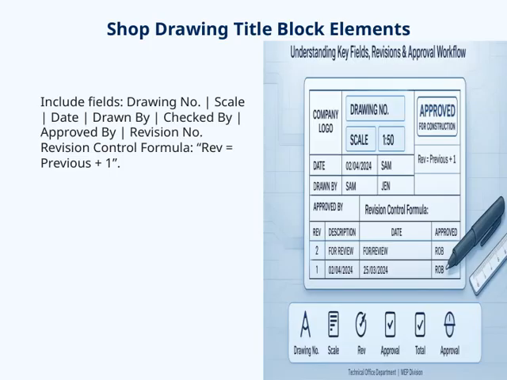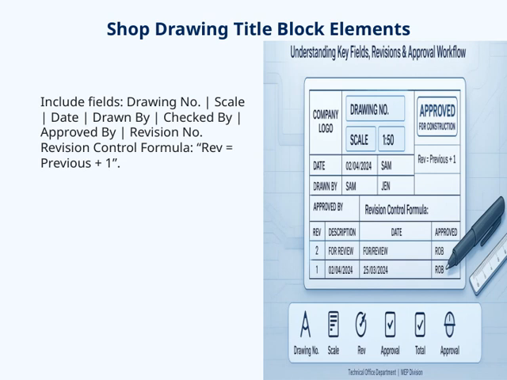Let's take a closer look at the shop drawing title block elements. Here, you'll see that there are several key fields that are essential for properly identifying and managing your drawings. First, we have the drawing number, which uniquely identifies each drawing and helps keep everything organized. Next is the scale, which indicates the proportion between the drawing and the actual size of the object, crucial for accurate interpretation. The date field is important for tracking when the drawing was created or updated.